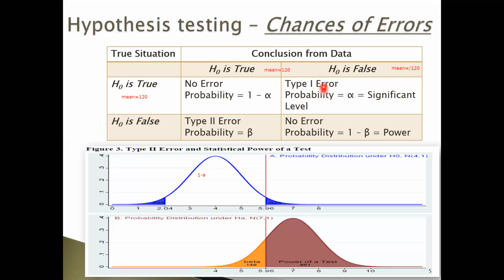This kind of error we call type 1 error, and the probability of type 1 error we call alpha, and it is also called the level of significance. Looking at the graph, this blue area is the alpha.